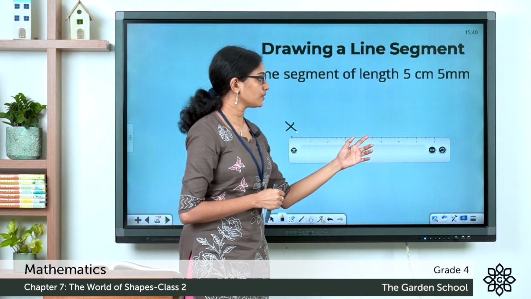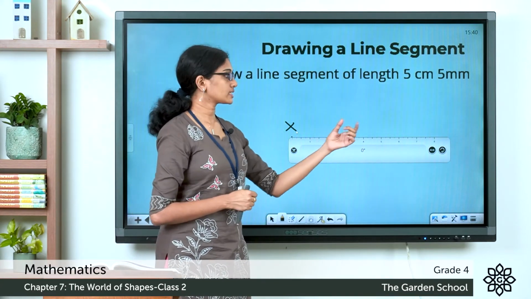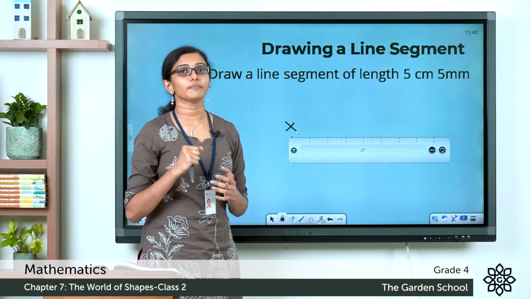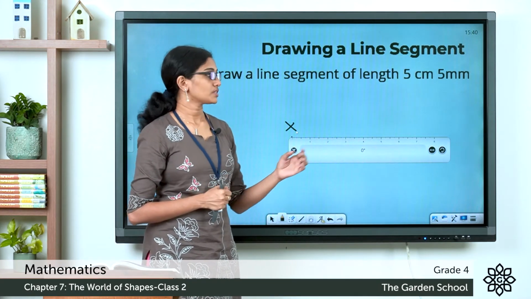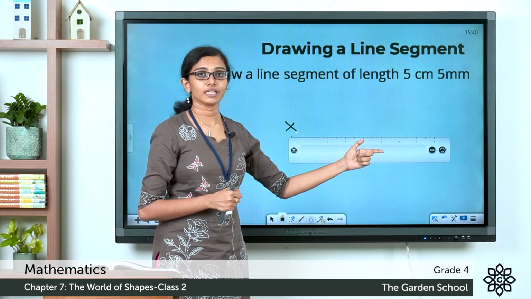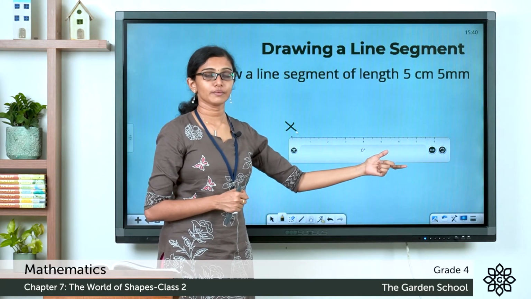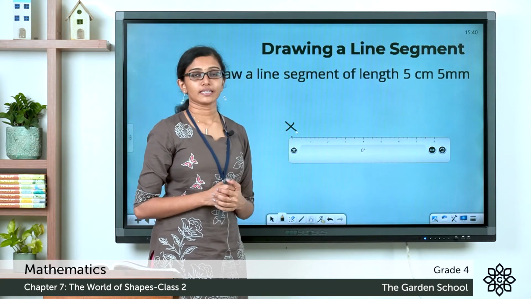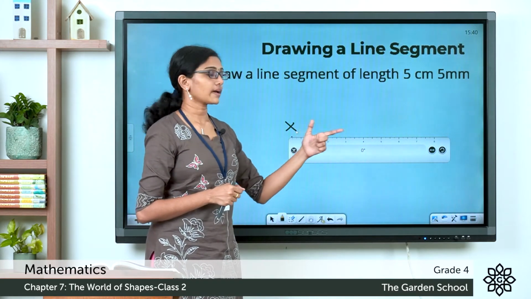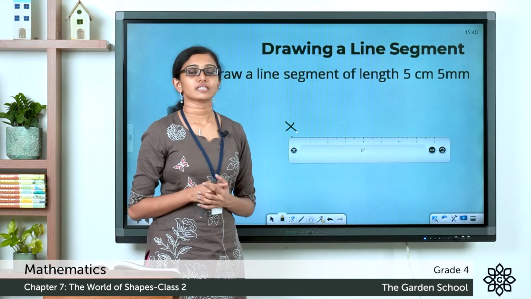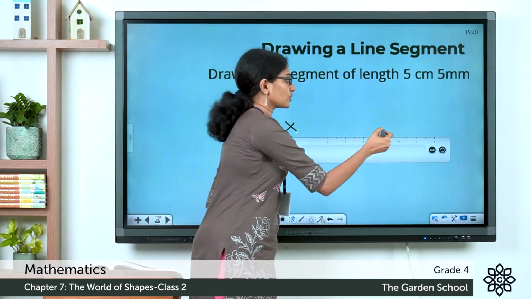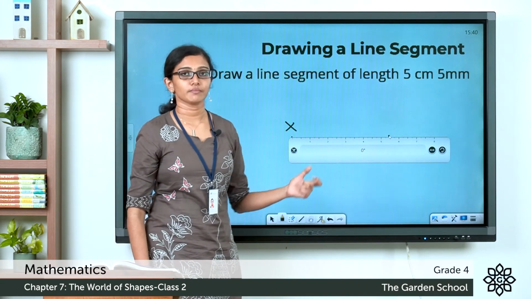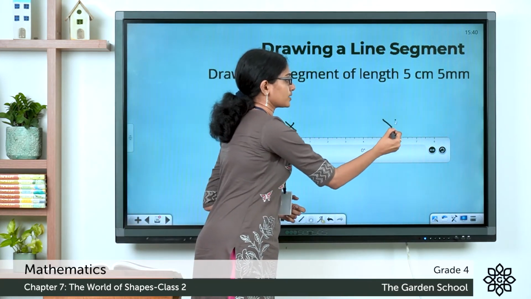And after 5, between 5 and 6, you can see how many smaller divisions? 10 smaller divisions, which correspond to 1 millimeter each. So, there is 5 centimeters 1 millimeter, 5 centimeters 2 millimeters, 5 centimeters 3 millimeters, and it goes on like that. And right in the middle of 5 and 6, you can see 5 centimeters 5 millimeters. So, you put a mark or point corresponding to 5 centimeters 5 millimeters, and you can name that point.